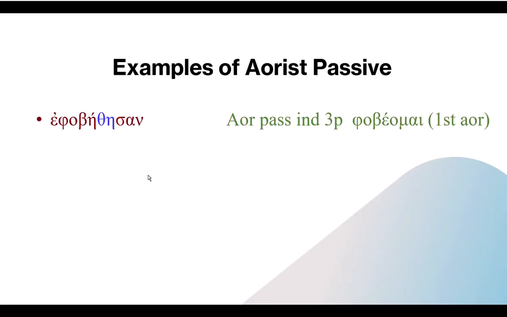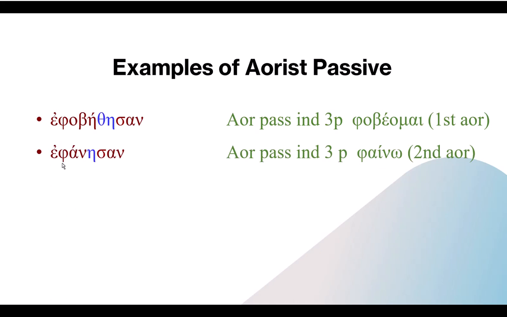The first one is ephobethesan. And this comes from the verb phobeomai. In some lexicons you'll see that as phobeo, but it appears in the New Testament only as a middle or passive. It's listed in some lexicons as phobeomai. In any case, here we have the aorist passive tense formative, the, and then the third plural ending, san. So it's aorist passive indicative third person plural. It means they were feared.